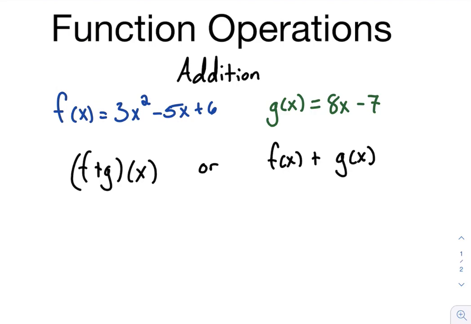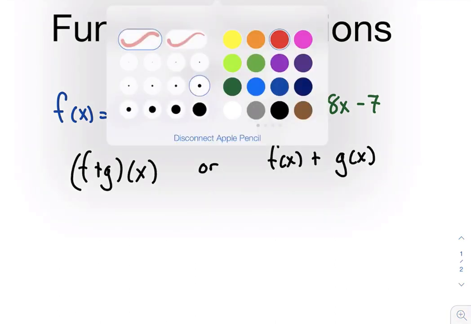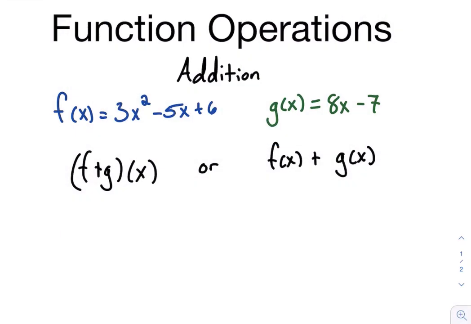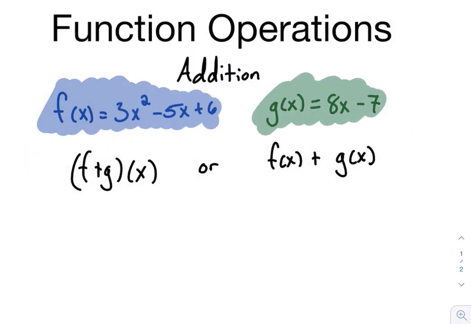Hello everyone. In this video we are going to be looking at operation of functions, in this case addition, so adding functions. In order to do this we're going to need some functions. In this particular problem we're given two different functions, f of x, which is 3x squared minus 5x plus 6, and g of x, which is 8x minus 7. So we're going to want to add these two together.